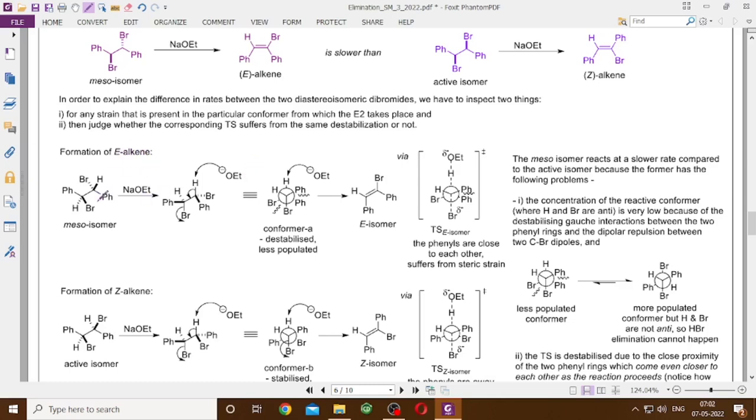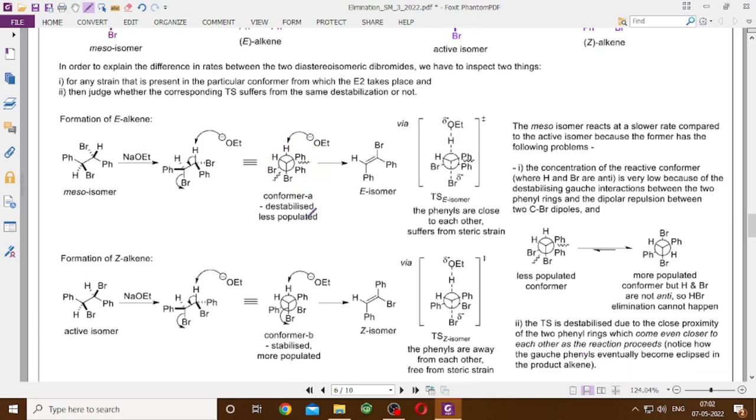So for the E alkene, when you have taken the meso isomer, this is your conformer from which this reaction is taking place. As you can see, there is a bromine-bromine gauche interaction, a phenyl-phenyl gauche interaction, and also a phenyl-bromine gauche interaction. A phenyl-bromine gauche interaction here. So this will destabilize this conformer and its population will be low.